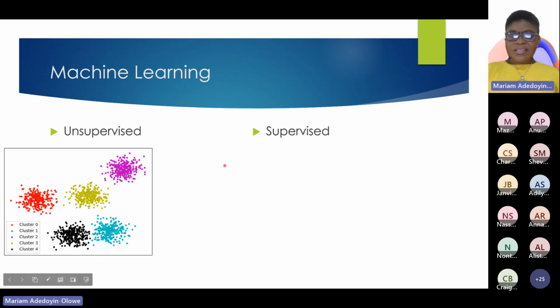On the flip side, supervised learning is where you already know what you want to do, the result you want to get. An example of this is classification. Classification is an example of supervised learning.